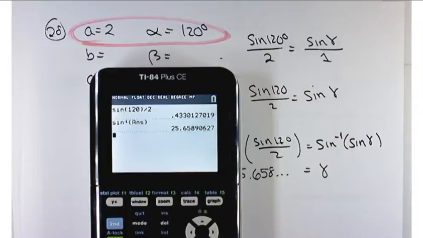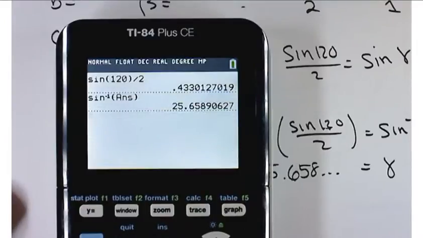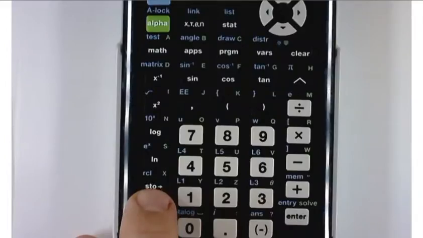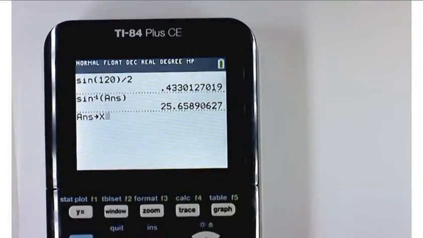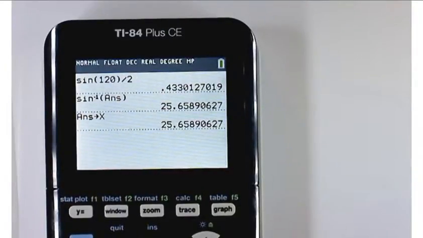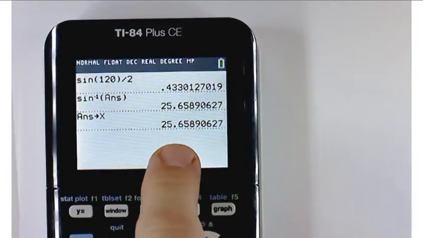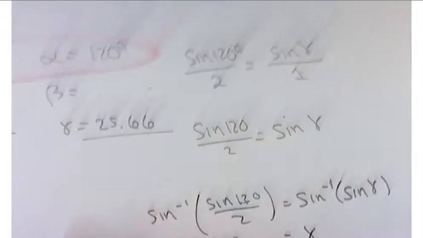Now, a couple things we can do. You can hit the store key, right next to the number 1. Store that in X. Just keep that around for later on. You don't have to do this, but I want to figure out what this is.